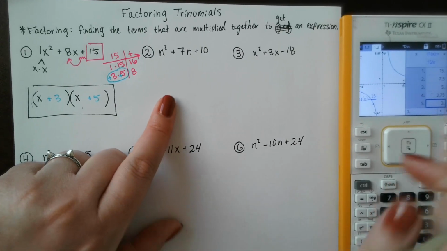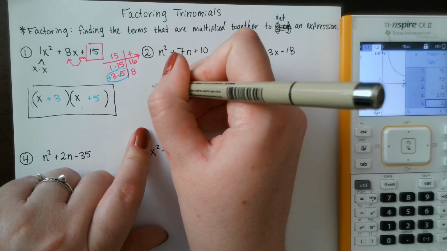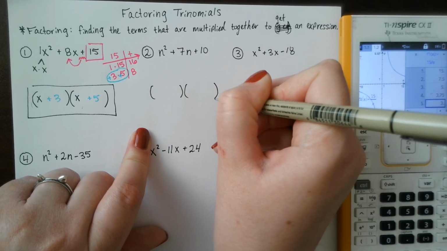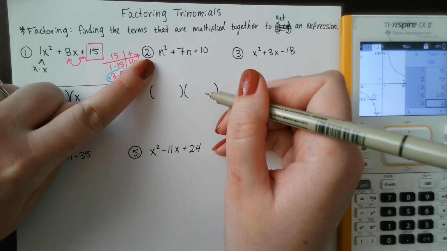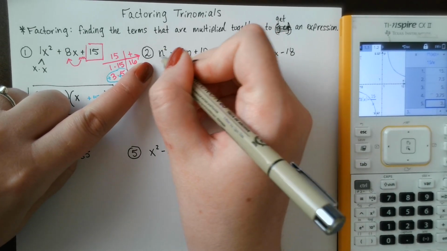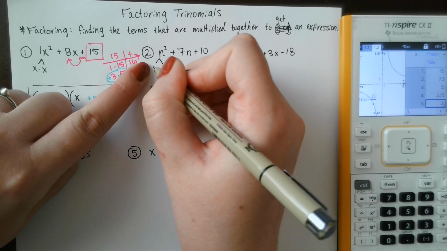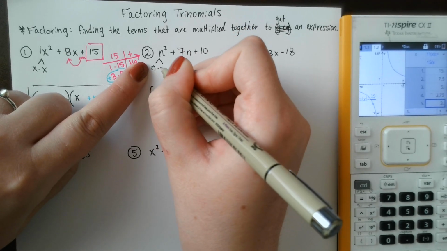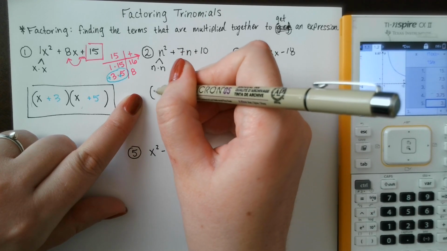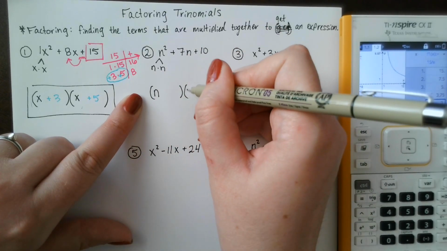Now I'll move on to number 2. I will always begin by setting up my two empty binomials, and then I'll check my leading term. Because there's only an invisible 1 there, I know that the only two things that can multiply together to give me n squared is n times n, which means this n goes here, that n goes there.